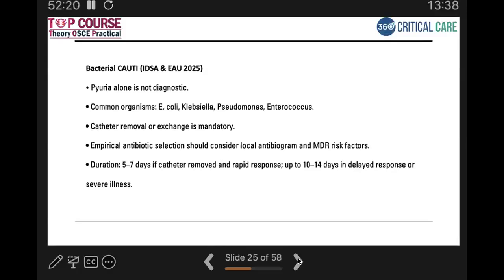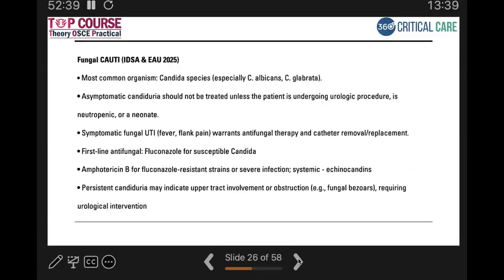Okay. So asymptomatic CAUTI, just change the catheter and support. Symptomatic CAUTI, you treat whichever bacteria is growing accordingly. If the patient is responding well, you can stop the treatment by 7 days. If the patient is not responding well, you have to continue at least for 10 to 14 days, especially when it comes to MDR organisms. Okay. Coming on to the second common organism, fungus.